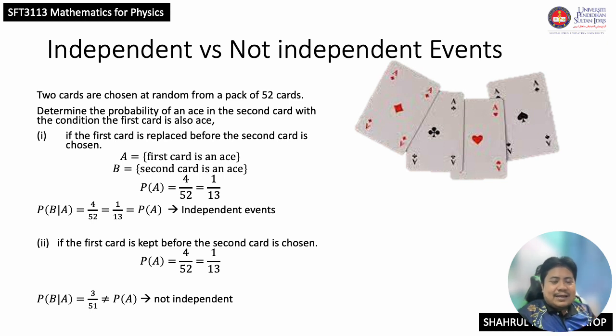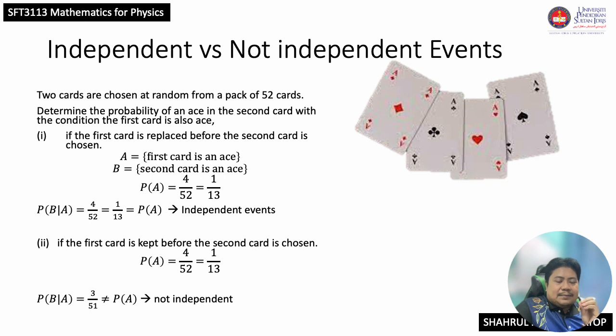But if we take the first card and do not put it back, the cards remaining are only 51. So that's why we have 51 here.